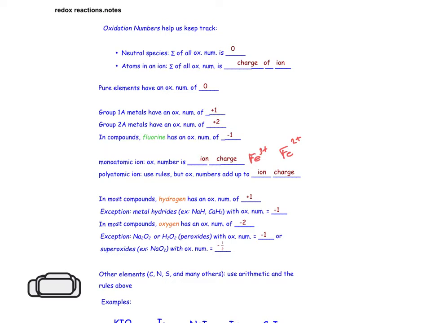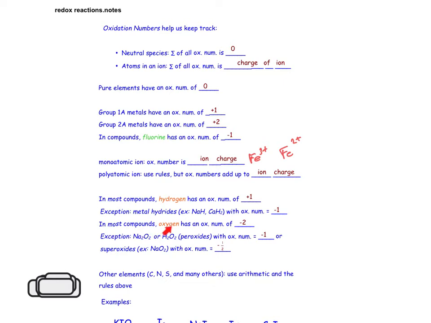In a polyatomic ion, we're going to use the rules above and below, but then, again, as I mentioned before, the oxidation numbers add up to the ion charge. Almost all the time, hydrogen will have a +1 oxidation number. The only examples where that is not the case for hydrogen are when it is in metal hydrides, so sodium hydride, calcium hydride, or when it's pure hydrogen H2 gas.